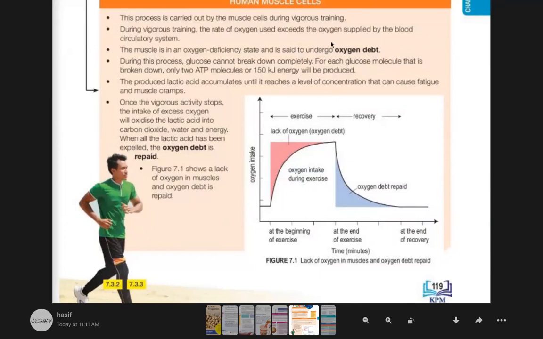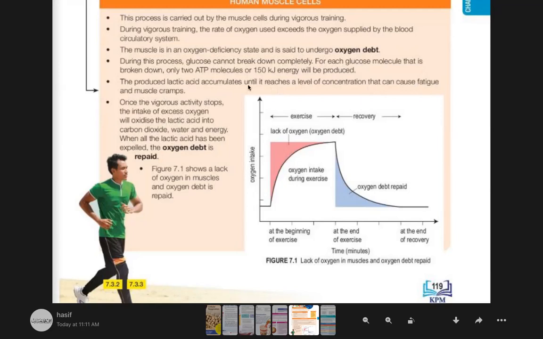Hutang oksigen. Apa maksud hutang oksigen? Ni kita nak belajar ni. Awak tengok. During this process, the glucose cannot break down completely. Okay, for each glucose that is broken down, only 2 ATP energy or 150 kJ of energy will be produced. Okay, the produced lactic acid accumulate until it reach the level of concentration that can cause fatigue and muscle cramp.